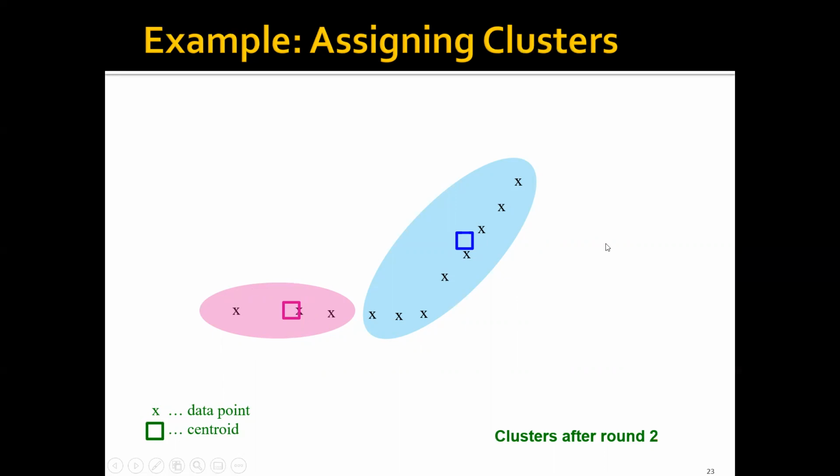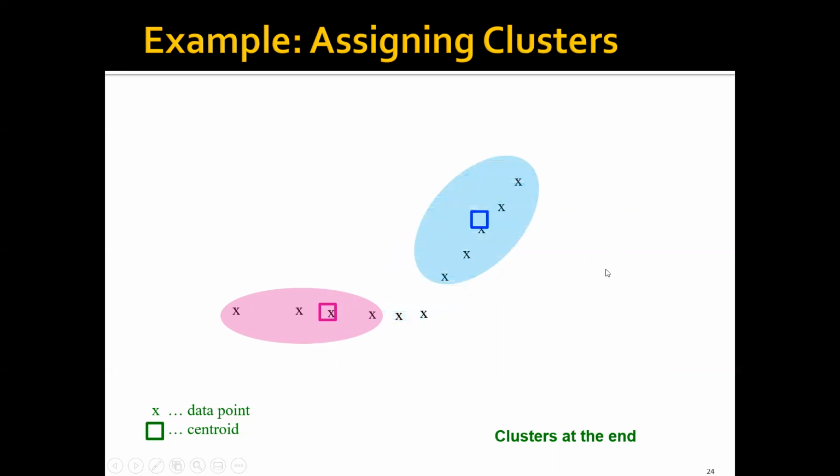And we will start to reassign the points. And since this point is now closest to the red cluster as opposed to the blue cluster, we will move this point from the blue cluster to the red cluster. And this is the end of the second round. And similarly, we can let this process go on. And this will be the end of the process.